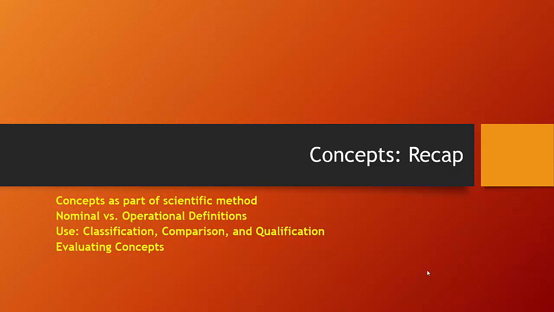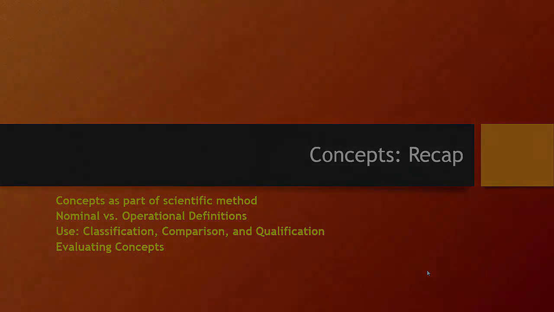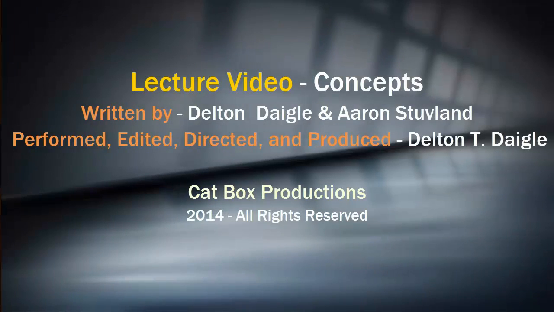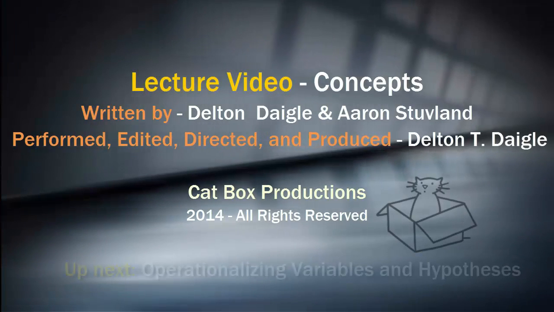So to recap, we've looked at concepts as an integral part of the scientific method. We've examined the role that nominal and operational definitions play in concept formation. We've examined the use, classification, comparison, and quantification of concepts, and we've evaluated different ways to determine how effectively we've developed our concepts. Next, we're going to move on to what's called operationalization, where we move from concepts to variables.